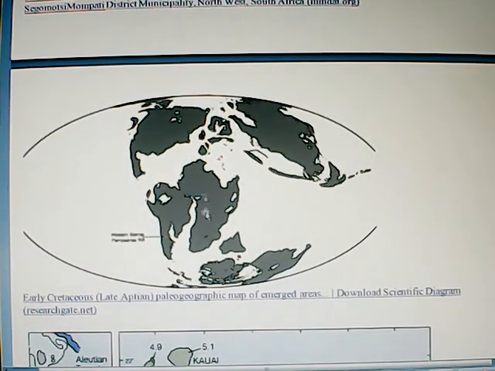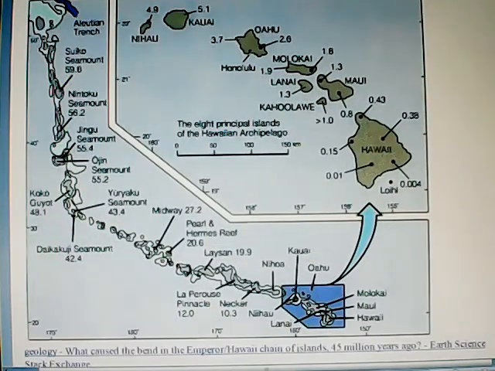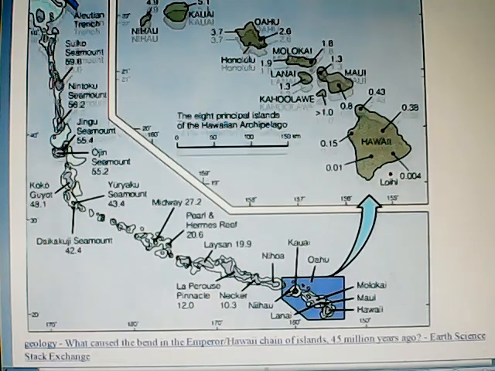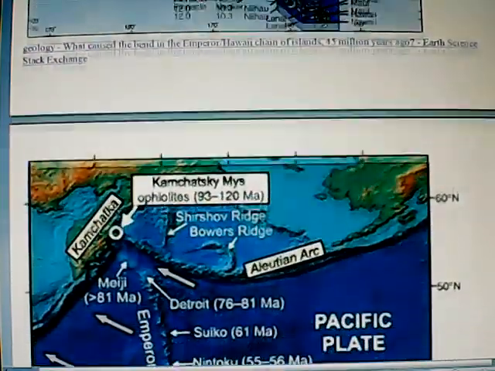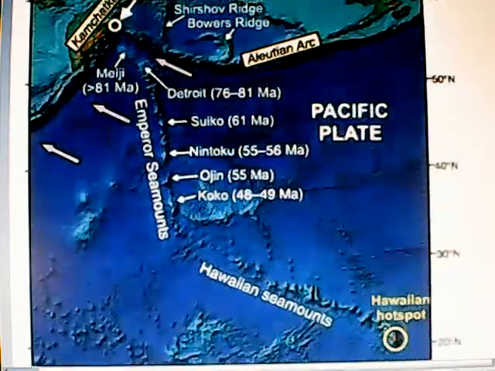And this is just showing the layout of the continents during that time. And the meteor impact would have been about here. And Hawaiian Islands somewhere over here. Chart showing the different ages of the land masses along the Hawaiian Island Emperor Seamount chain. And this is showing dates of up to 120 million years ago for the remnants that are hitting the Russian continent or continental plate.